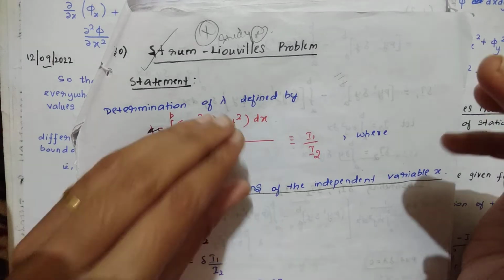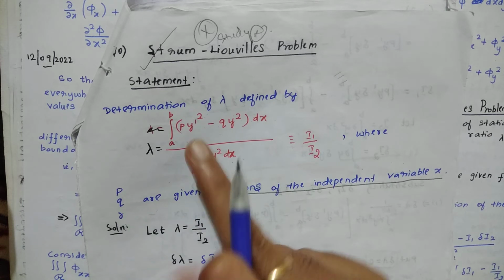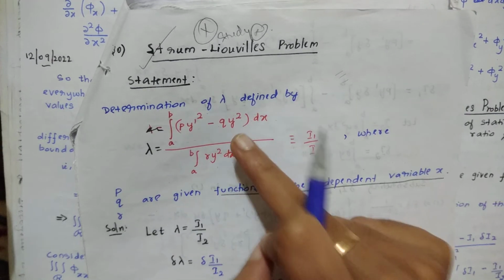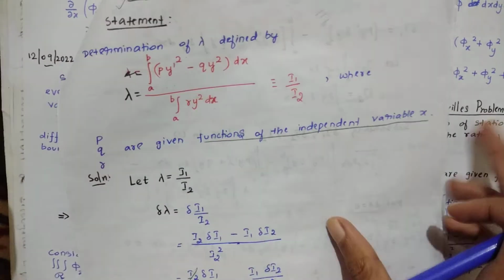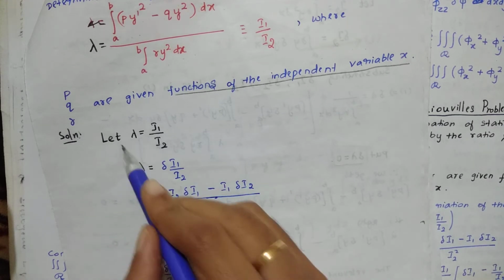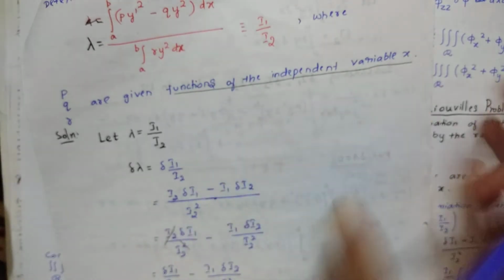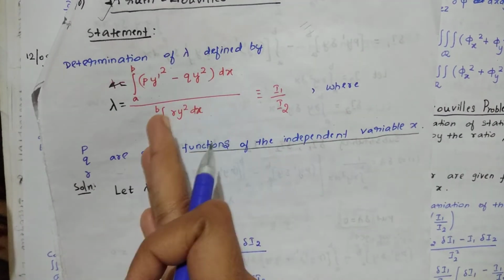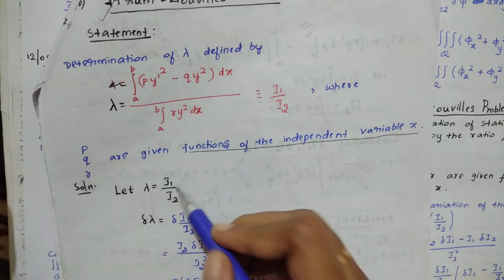So this value lambda is equal to this, where p, q, r are used, right? These are the functions of the independent variable x. Now in the solution, in the proof, let lambda is equal to I1 by I2. You are taking it like that because in the statement lambda is in the form of a fraction, right? So you are taking let lambda is equal to I1 by I2.